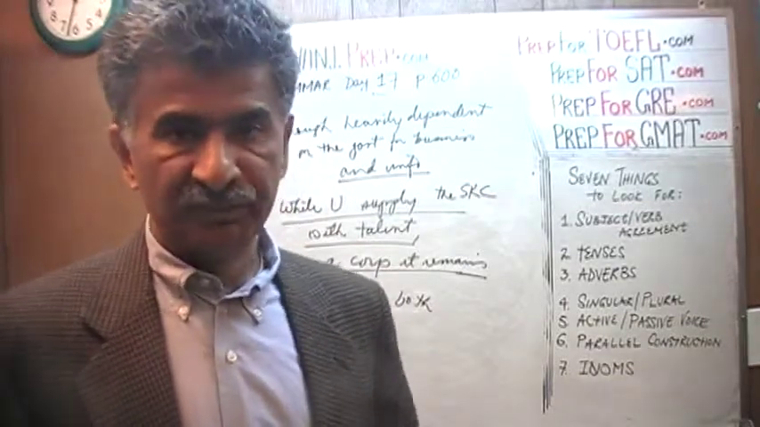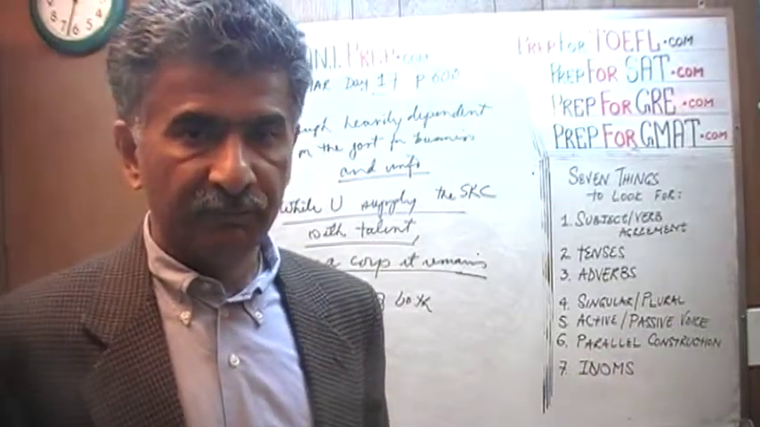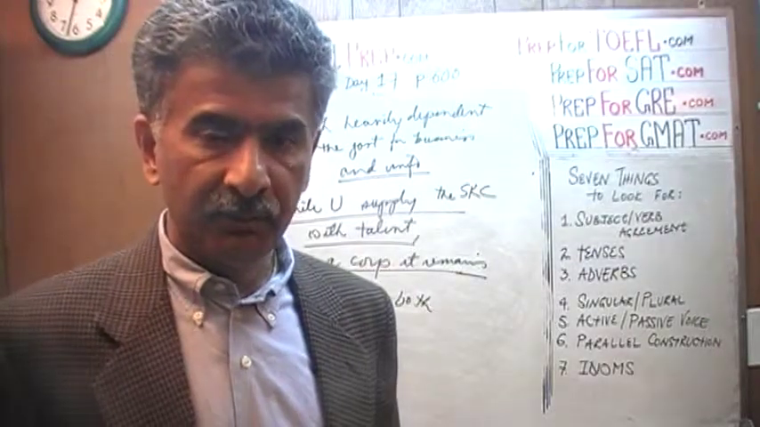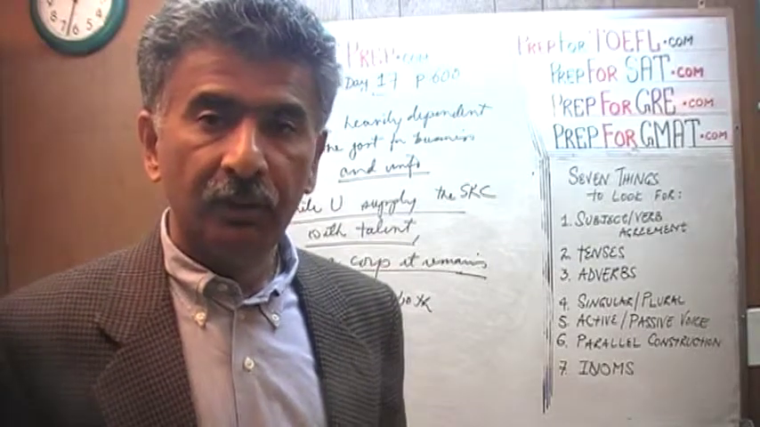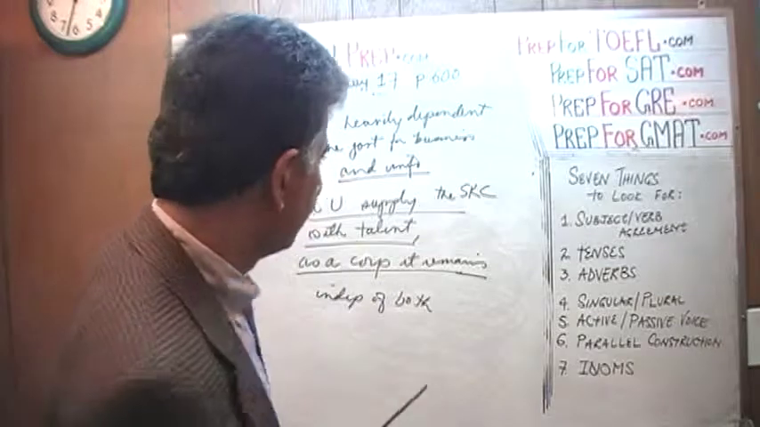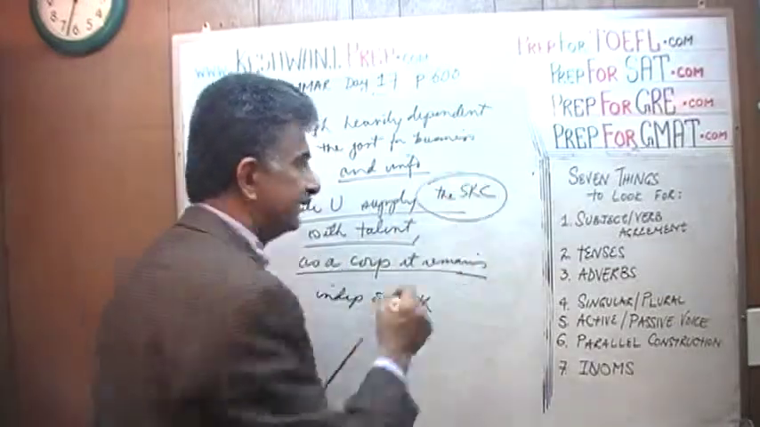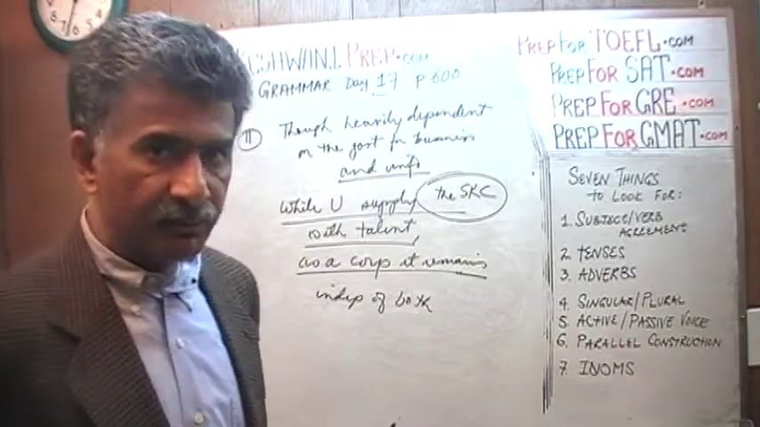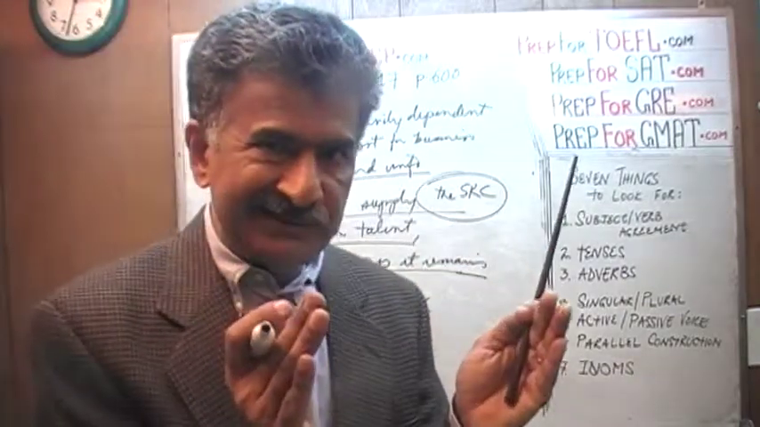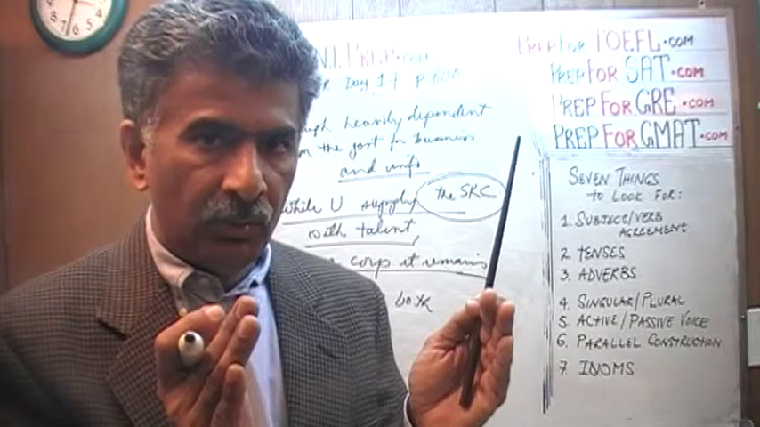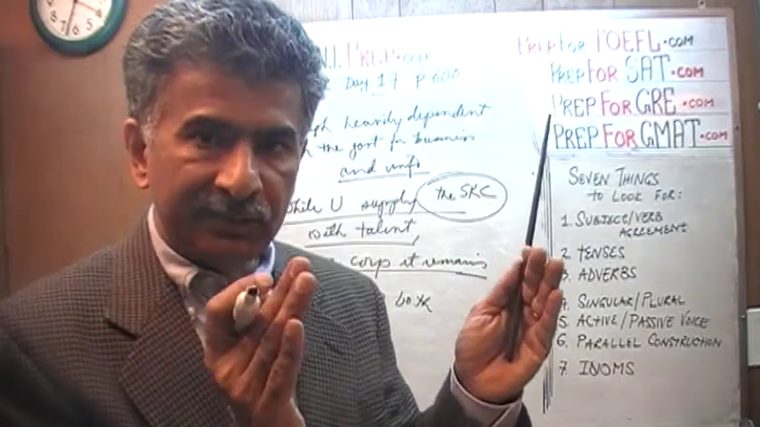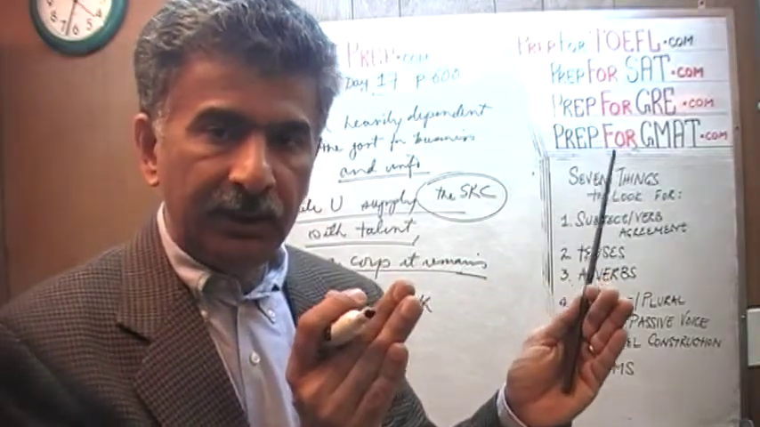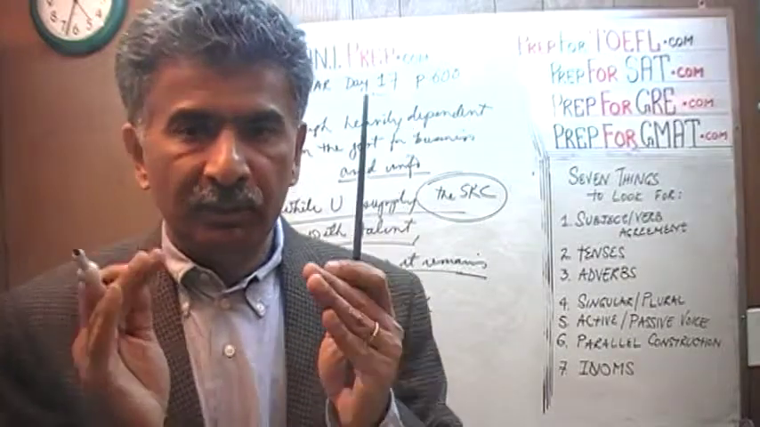What is the subject of the sentence? The subject of the sentence is the very first thing we need to worry about, the very first thing we need to locate. In other words, what are they talking about? What they're talking about here is the Space Research Center. And what they're trying to say here is that we have this space center which is dependent on two entities. It is dependent on the government and it is dependent on the universities.